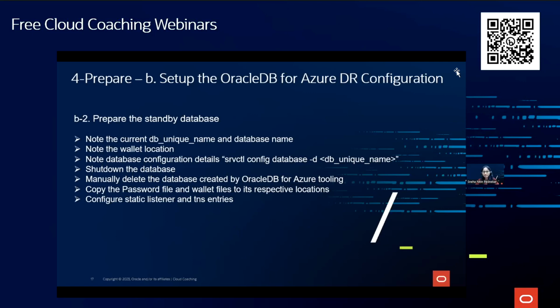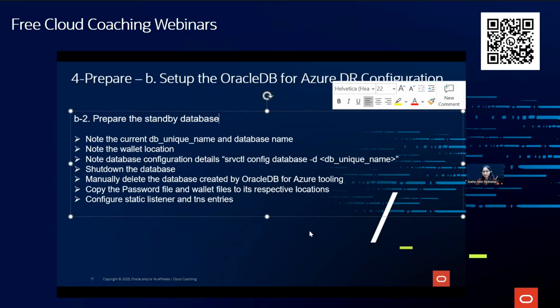Then shut down the database and manually delete the database files. Again, this is very important: for the database that you have created from the cloud tooling, you have to delete all the database files from the ASM. And then finally, copy the password file and the wallet files which you have copied from your primary environment to their respective locations, and configure your static and TNS entries. So this, what Emil showed and what I just showed now in the A and B steps, is the preparation phase. And now I'm going to show what we can do with the deploy.